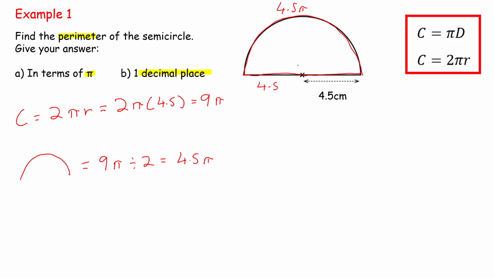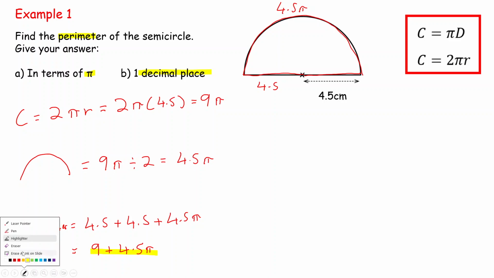So the whole perimeter is going to be equal to 4.5 and 4.5, and then you can add to it the 4.5 pi. We can do a little bit of simplifying here because 4.5 and 4.5 gives you 9, add the 4.5 pi, and that is your answer in terms of pi. You've got a number part and a pi part, but the important thing is you've got pi in the answer. That's really important, and that is your answer to part A.